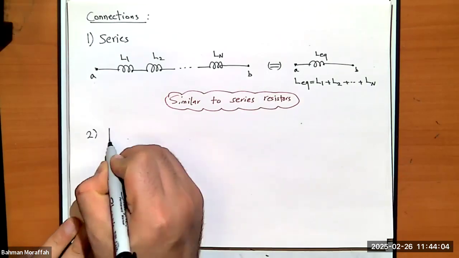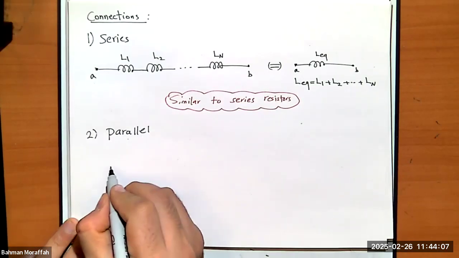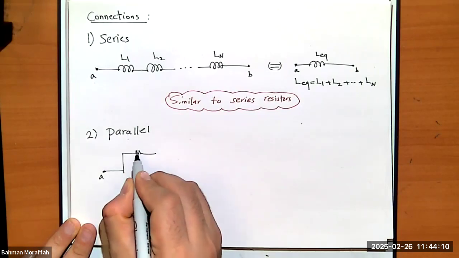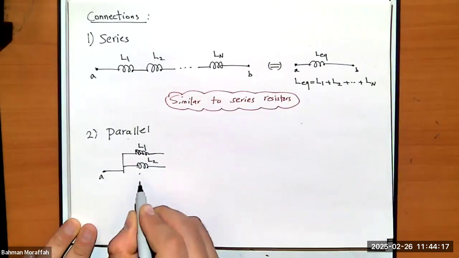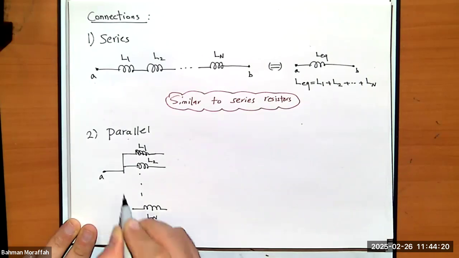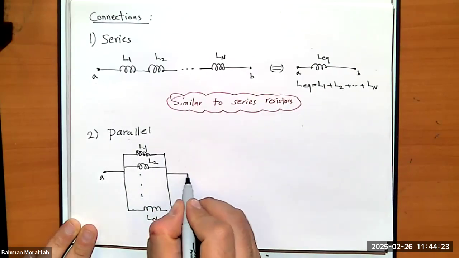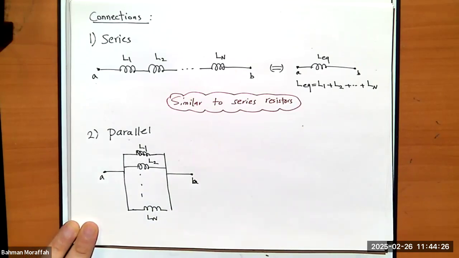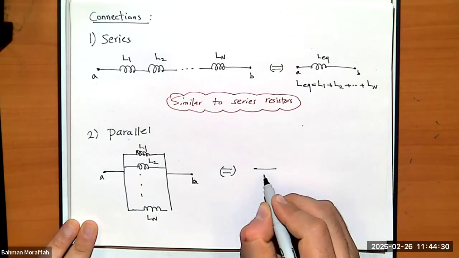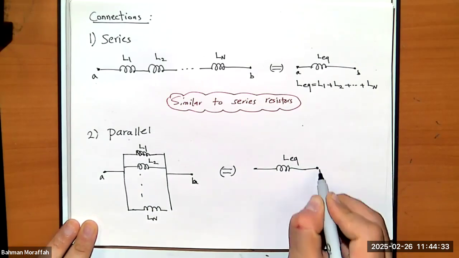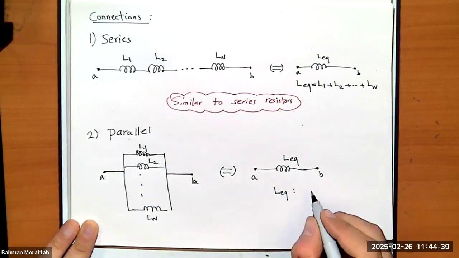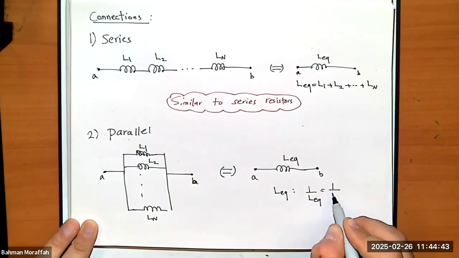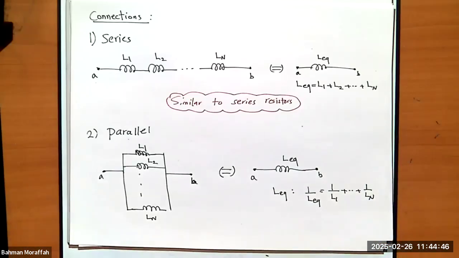The second type is just a parallel connection, which means if I have two points, two terminals, A and B, and n inductors in parallel, I can replace this by only one, and the value of the inductor can be computed using this formula: 1 over L1 all the way to 1 over Ln, which again is similar to parallel resistors.